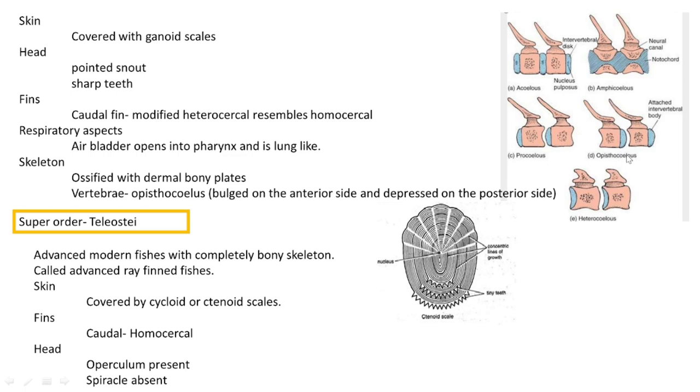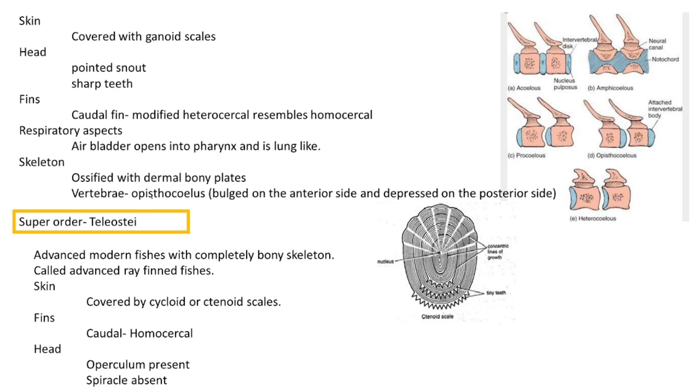Regarding each vertebra, it has a centrum. This is the centrum. This slight orange color region is the centrum. And each centrum is inserted to the centrum of the vertebra that is located in its posterior. That means it's in its back. In that way, vertebrae are arranged. And regarding the shape of the anterior and posterior end of this centrum, we are classifying vertebrae.